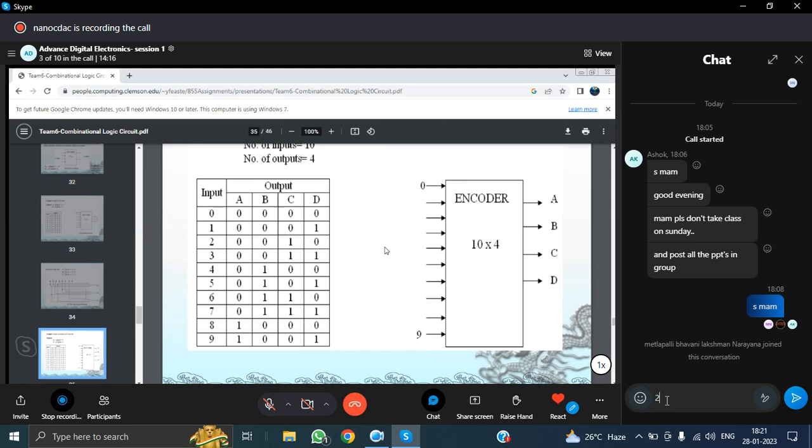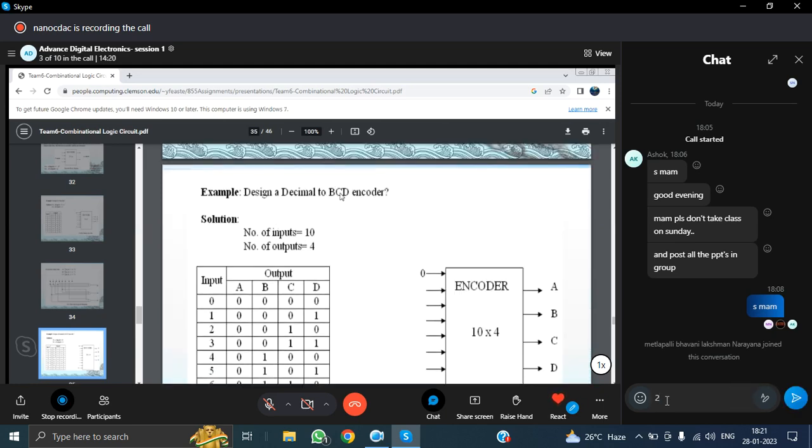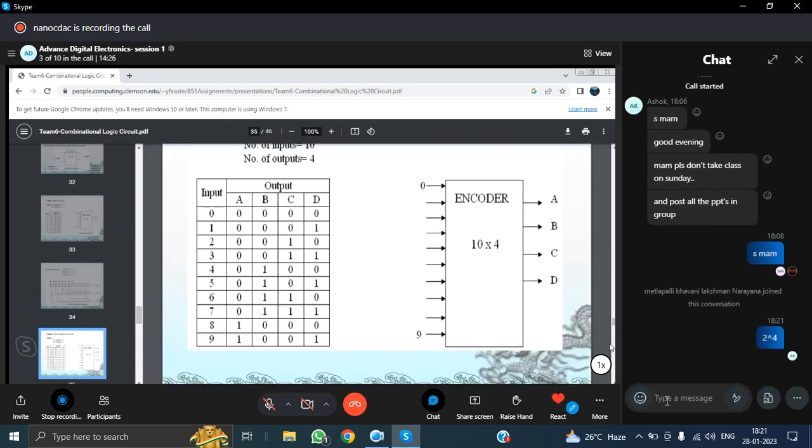2 power 4 is equal to 10 inputs, and for decimal to BCD the number of outputs is 4. So the number of outputs is equal to 4. A, B and C, D I am taking. So this is a 10 to 4 encoder.